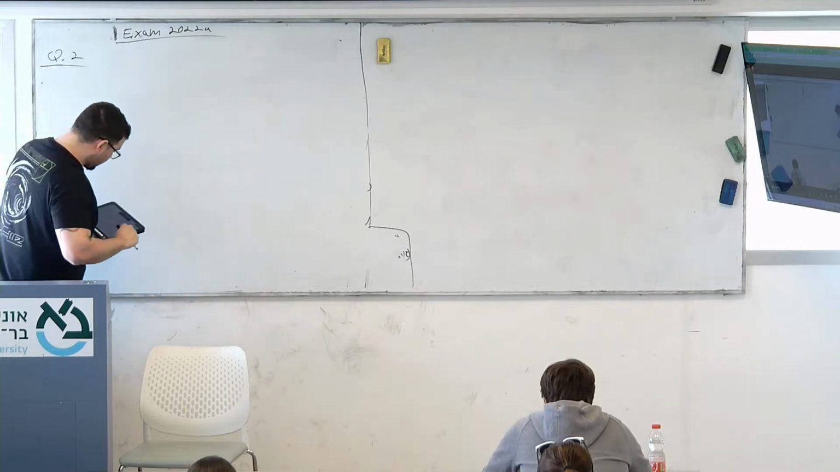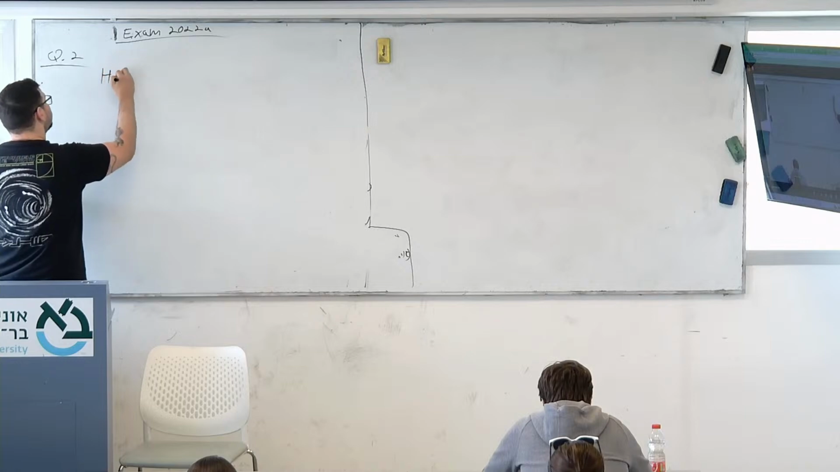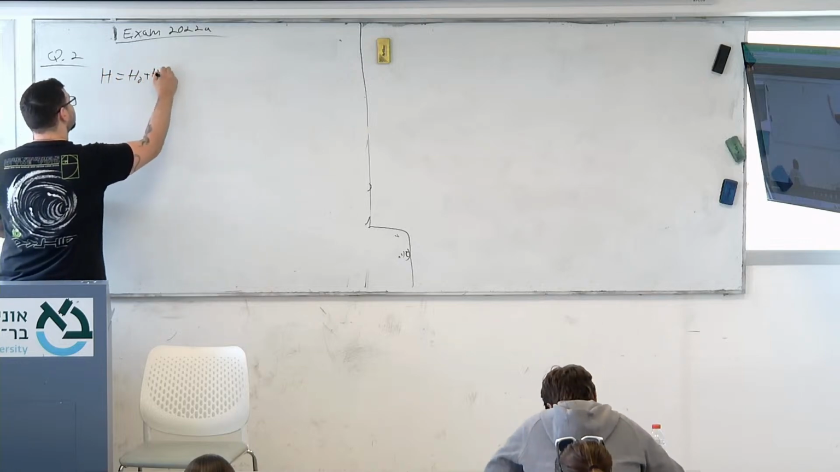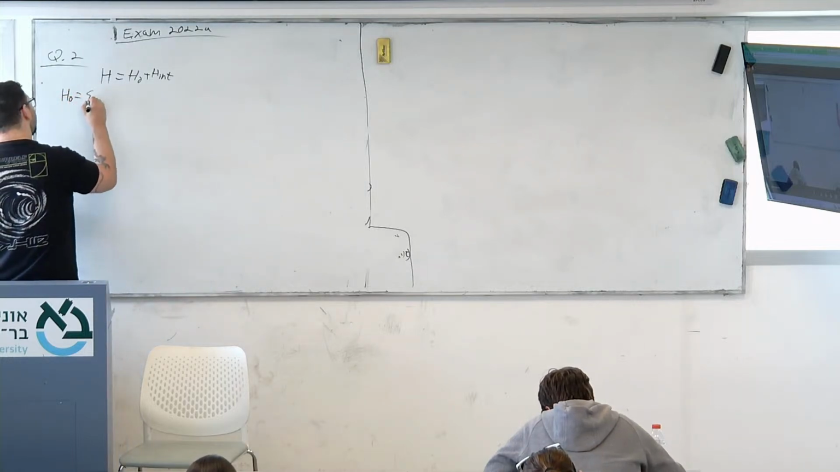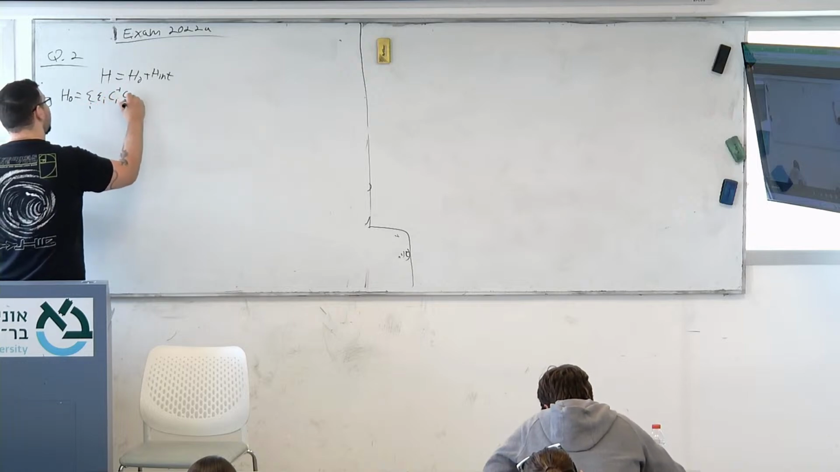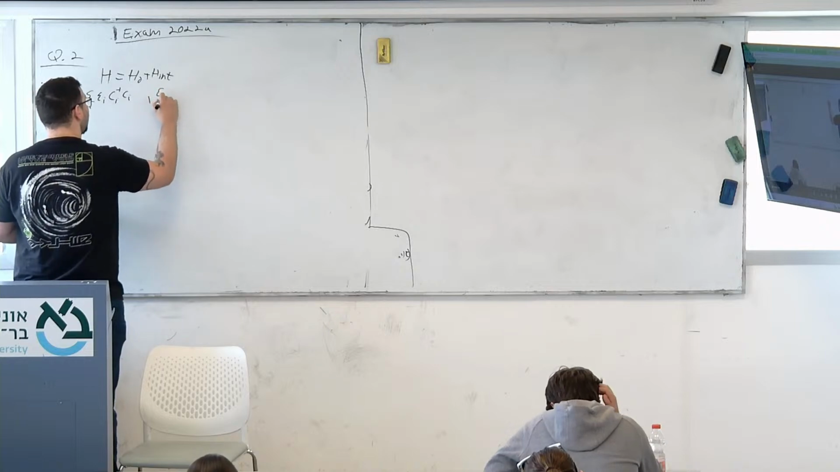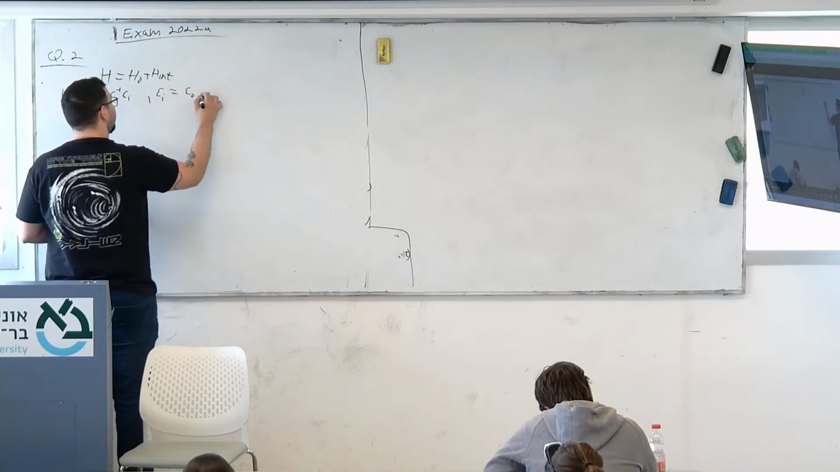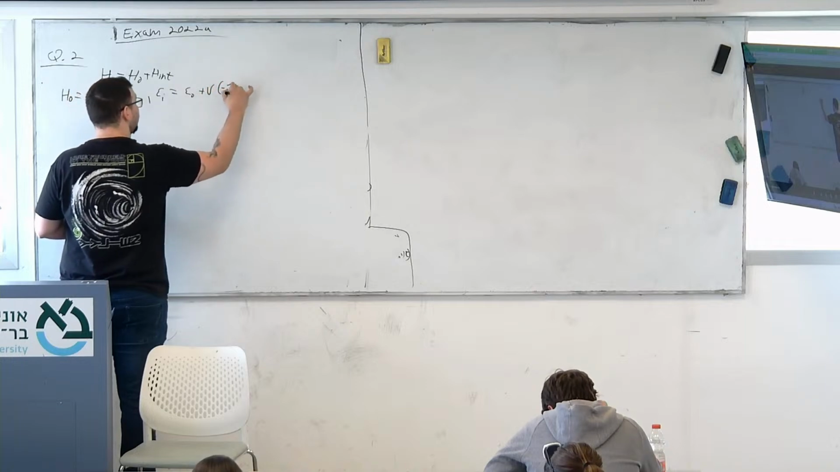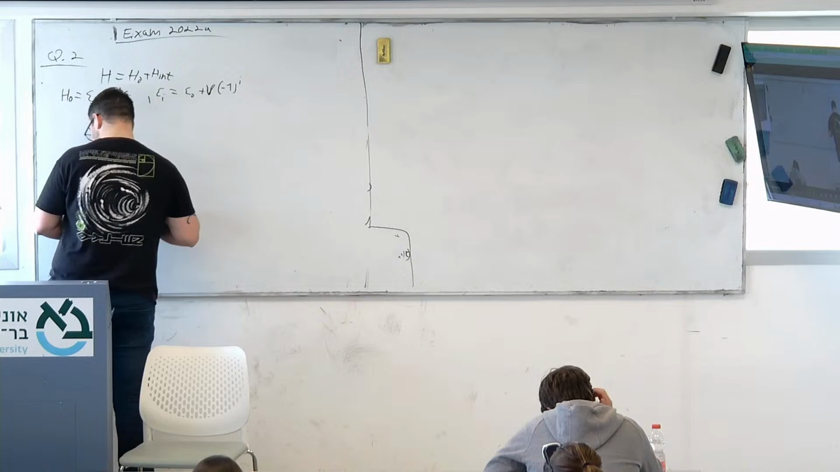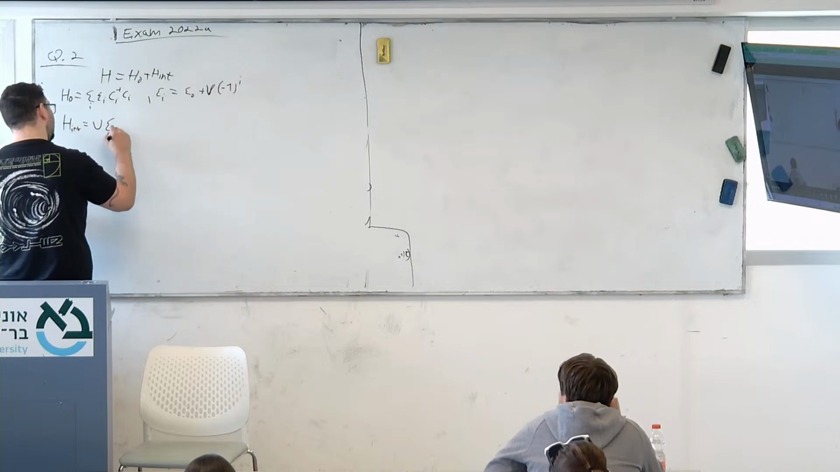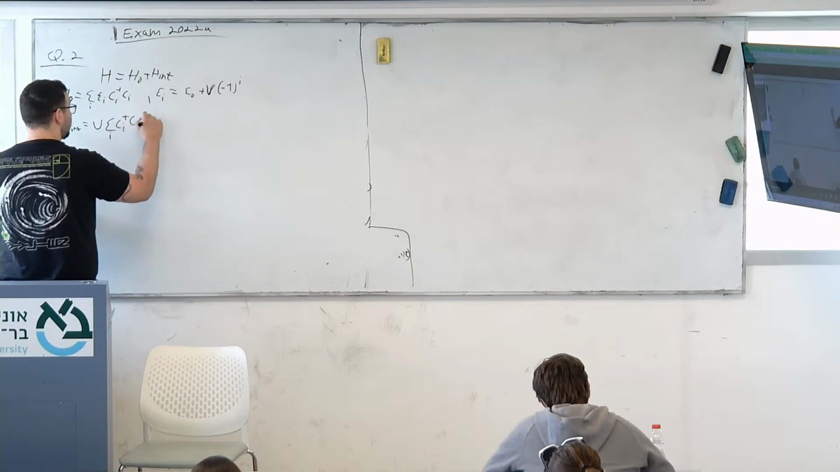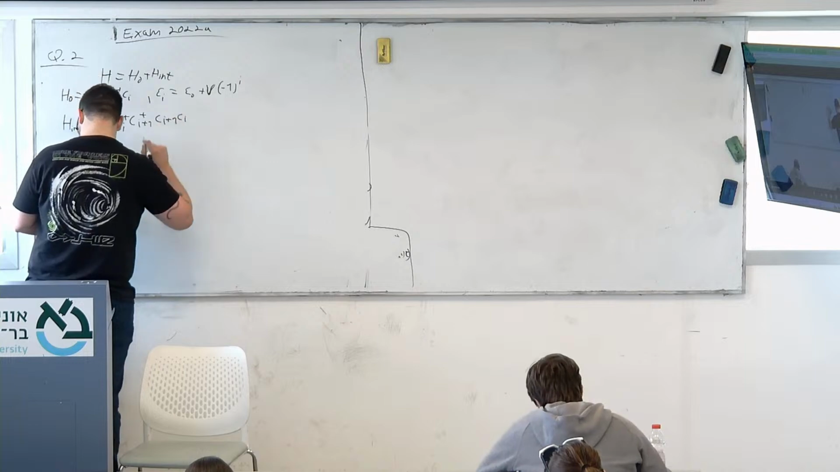Okay, first of all, we were given a Hamiltonian. H0 equals sum over i of epsilon i Ci dagger Ci, where epsilon i equals epsilon 0 plus V times minus 1 to the power of i, and H int equals U sum over i of Ci dagger Ci plus 1 dagger Ci plus 1 Ci.